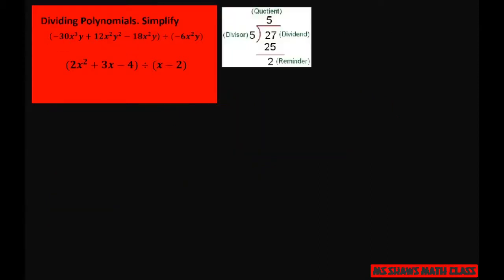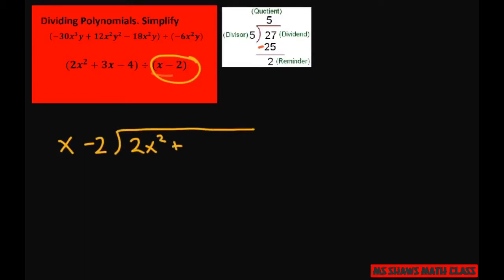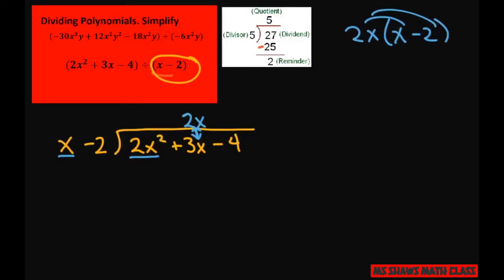Now for this next one, what we're going to do is long division. So this is my divisor. I'm going to take my divisor and divide my dividend, which is 2x squared plus 3x minus 4. And you ask yourself, what times x gives me 2x squared? That's going to be 2x, because we're trying to get rid of that. And I try to keep my terms in order here. So basically we're saying 2x times x minus 2. And that's going to give me 2x squared minus 4x.